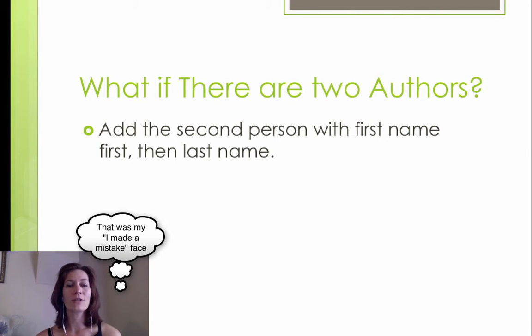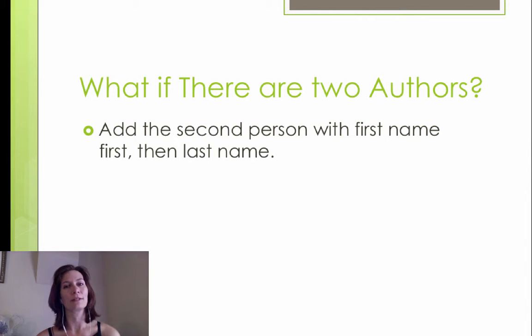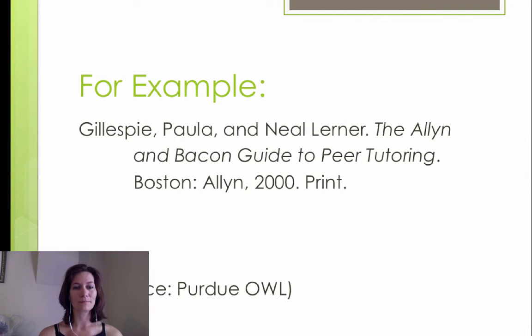So what if there are 2 authors? You just add the second person's name. So the first one is last name, comma, first name, period, and then the next one is first name and last name. It looks like this. So this is Paula Gillespie and Neil Lerner. And actually this is one of the books that we use in the English classes.